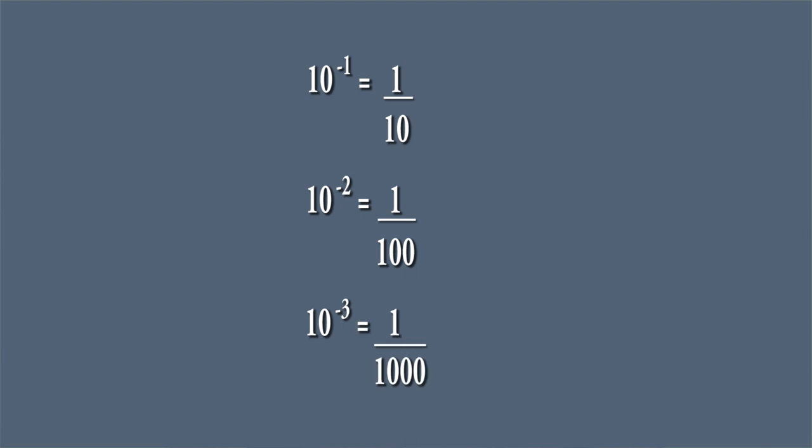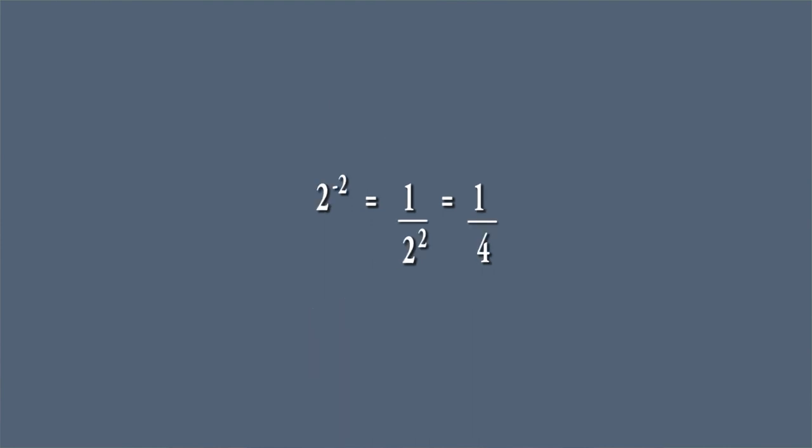Thus, we get 10 power minus 1 equal to 1 by 10, 10 power minus 2 is 1 by 100, 10 power minus 3 equal to 1 by 1000, which can be simplified as 10 power minus 1 equal to 1 by 10, 10 power minus 2 is 1 by 10 square because 100 is 10 square, and 10 power minus 3 is 1 by 10 cube. Then what will be 2 power minus 2? It is 1 by 2 square, which is 1 by 4.